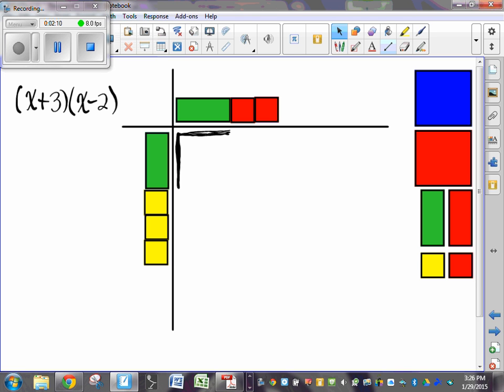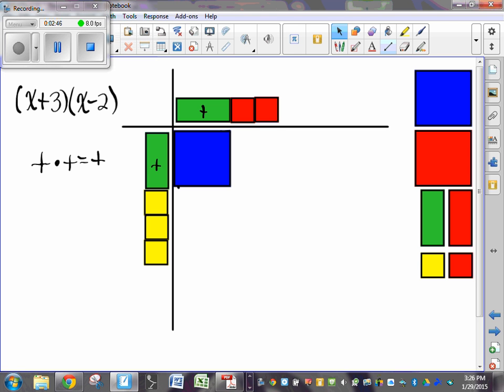So let's look at the tiles that we have available over here to choose from. We know that this is a positive x and this is a positive x, and when we multiply a positive number times a positive number, it equals a positive number. So I need a positive x squared tile to fit right there in that space, because it completely fills in the length of the x tile and the width or height of the x tile.